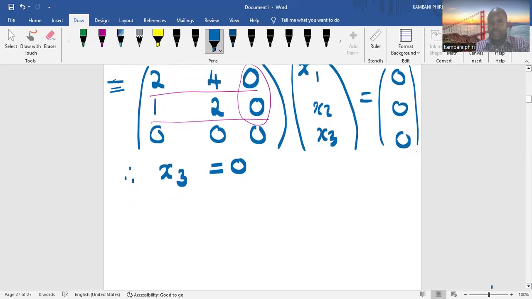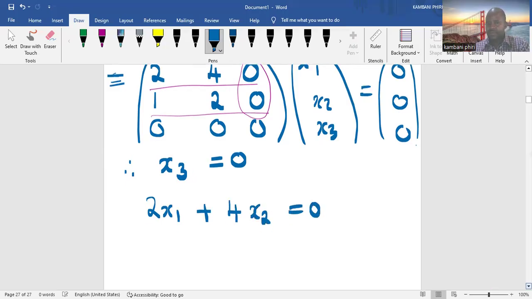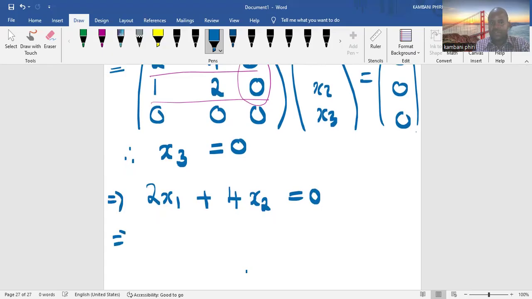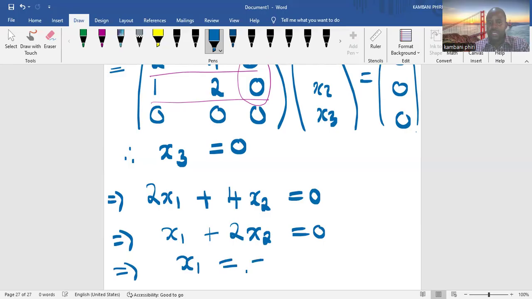Then, how about x1 and x2? We can use either the first or second equation, whichever you're comfortable with. Maybe we say 2x1 plus 4x2. The answer is 0. Dividing throughout by 2, we have x1 plus 2x2 equal to 0. So we express x1 in terms of x2, which will be negative 2x2.